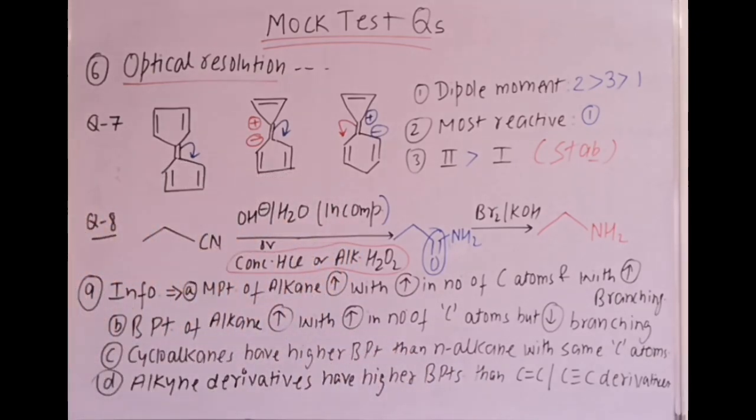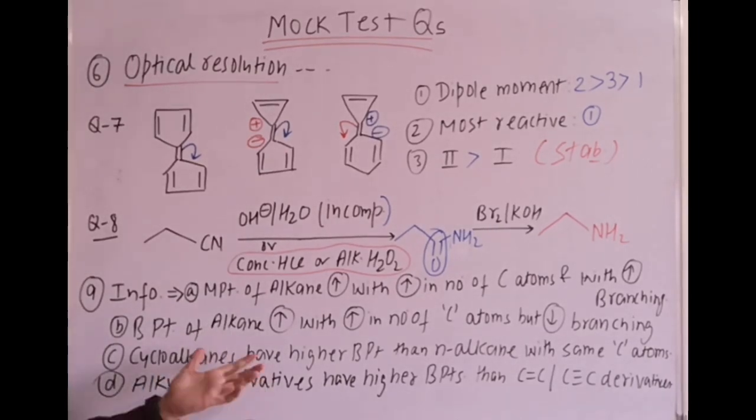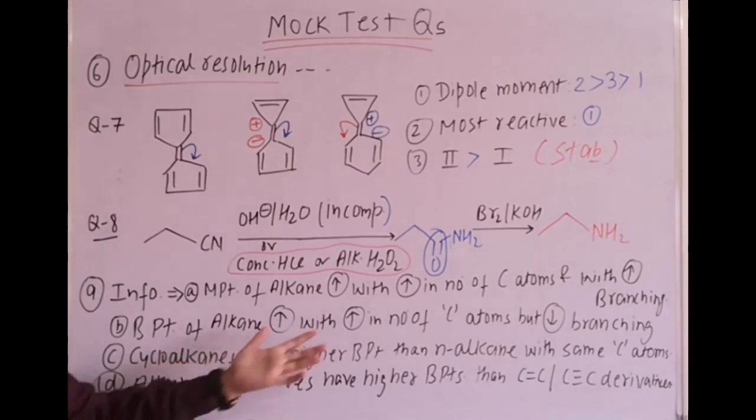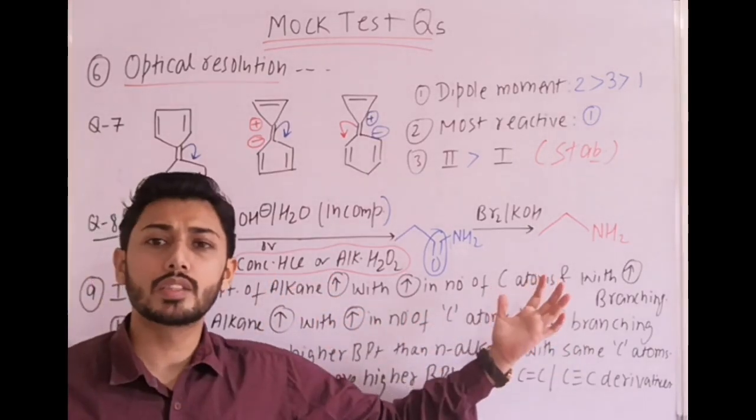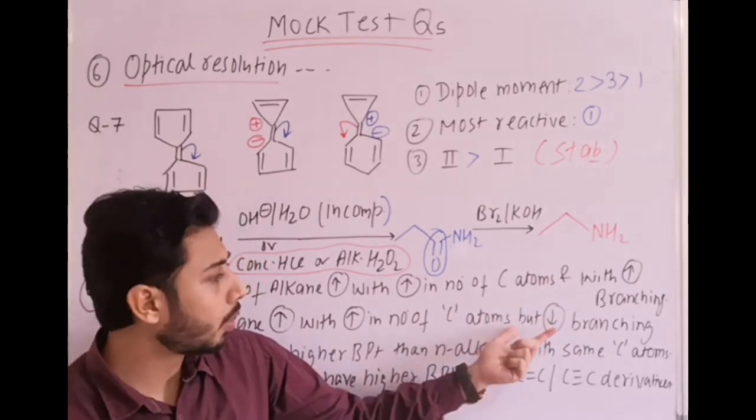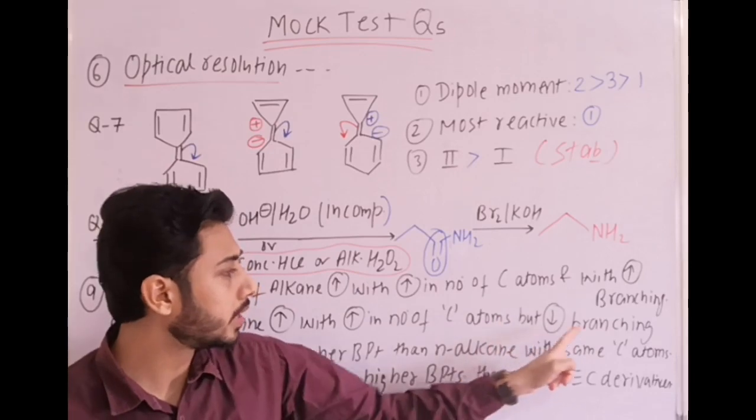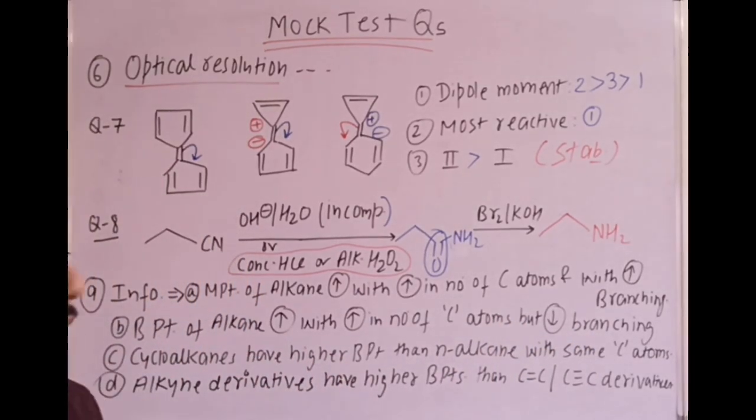Then the next point is the boiling point of alkanes, which you already know from NCERT also. As the number of carbon atoms increases, boiling point increases, and as the branching increases, surface area decreases, then force of attraction will be less and boiling point decreases with branching. So that second point is normal from NCERT.